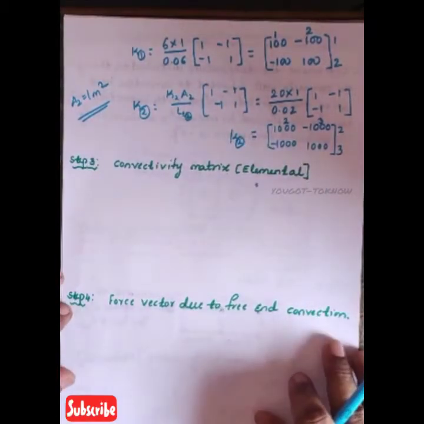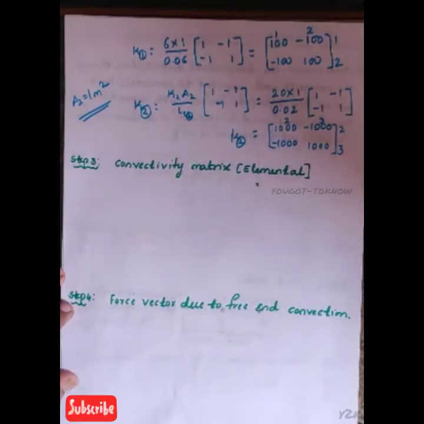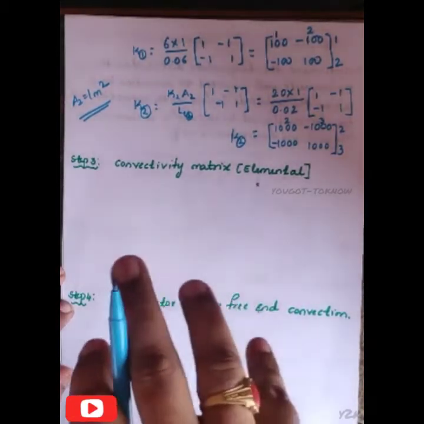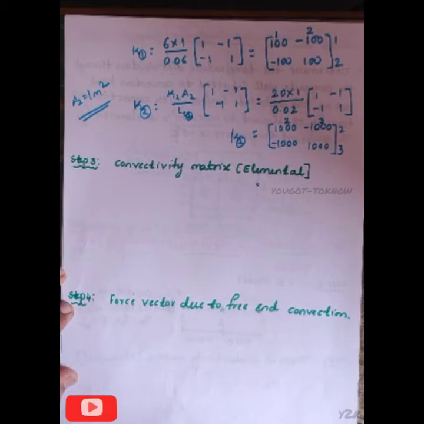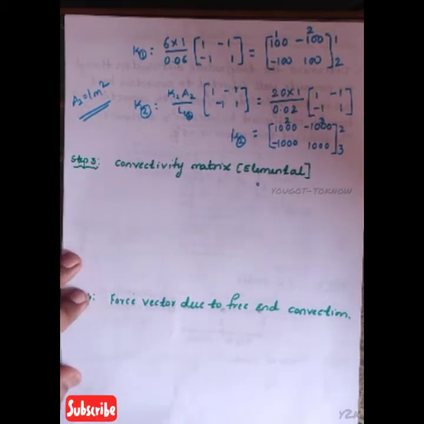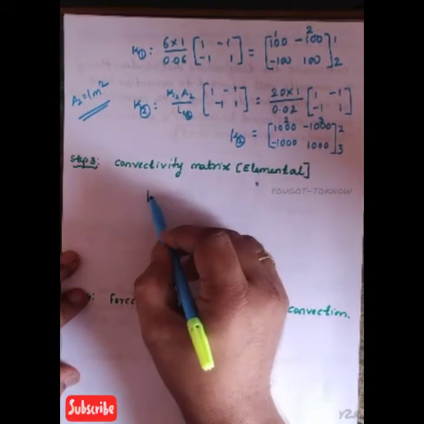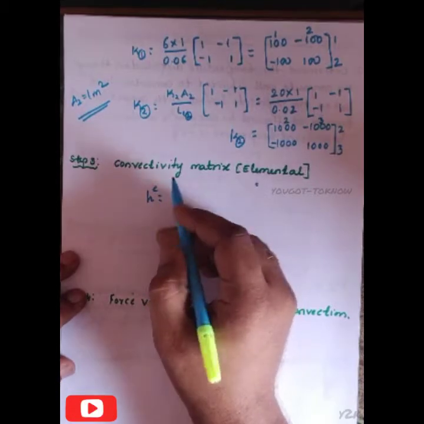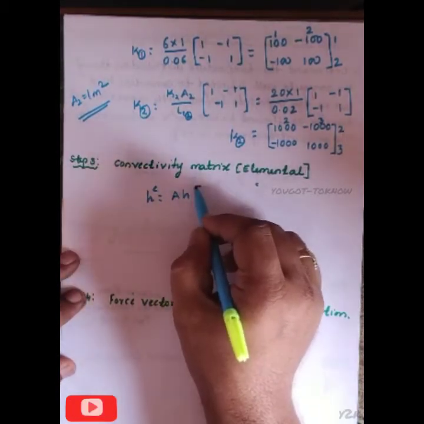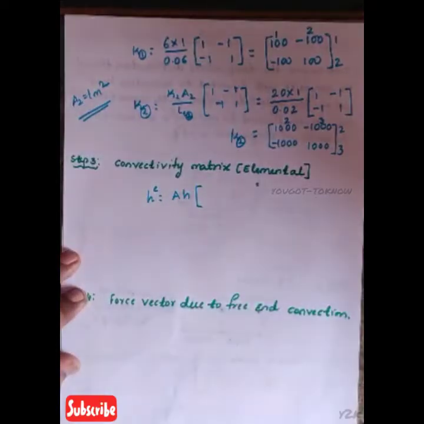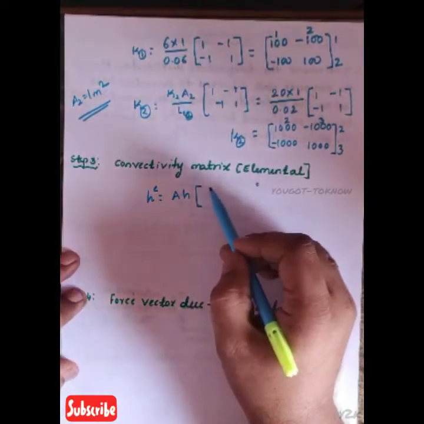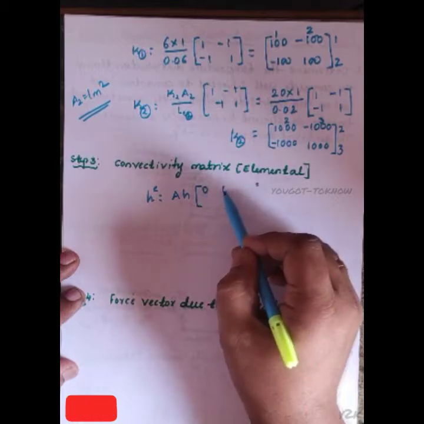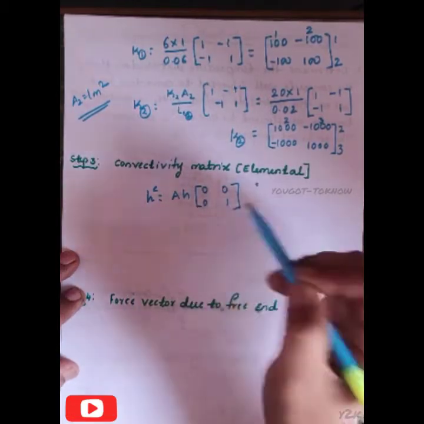Next, you should check the convection. How many convections are there? Where exactly has it been exposed? It is exposed only at node 3. That means the convection matrix He equals A into h, the elemental convective matrix. While deriving, I wrote [1 0; 0 1]. I derived it that way because in the derivation node 1 was exposed. But in this problem it is exposed at node 3, so your matrix will be [0 0; 0 1].